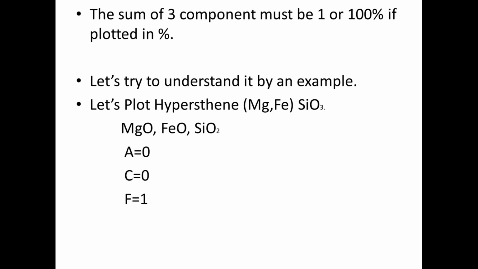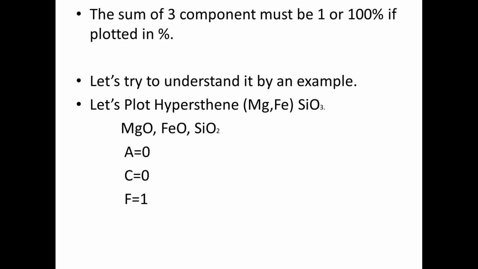Okay. Now see, the triangular diagrams only work if the sum of 3 components equals 1, or 100% if you are plotting in percentage. So we have to normalize the values of A, C and F to 1. You can understand it clearly when we plot some minerals in the ACF diagram. Okay, now let's try to plot some minerals in the ACF diagram.